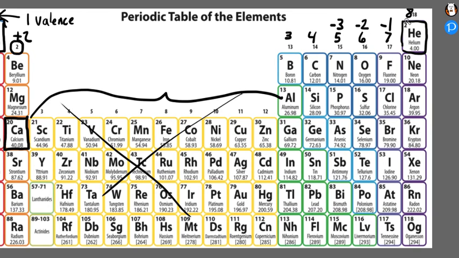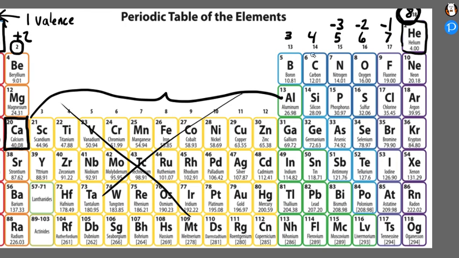Now remember this column over here, these noble gases. They're not going to gain or lose anything because they already have 8 valence electrons. That's why we call them the noble gases, because they don't need to react with anything to gain or lose electrons. They're already happy with what they've got, and so they don't form charges.